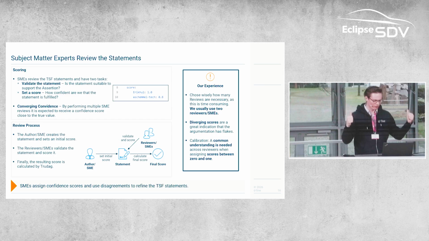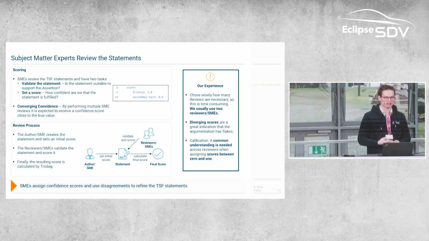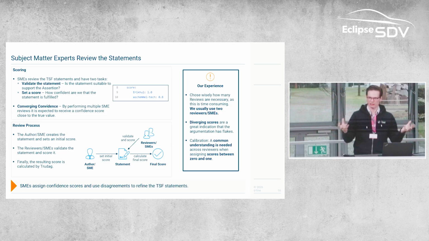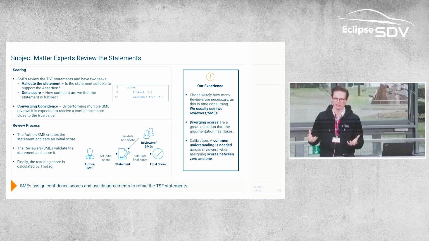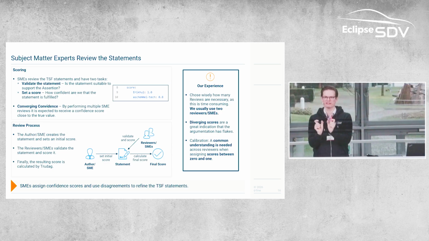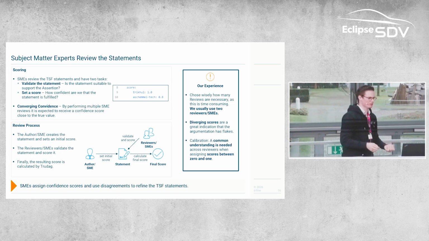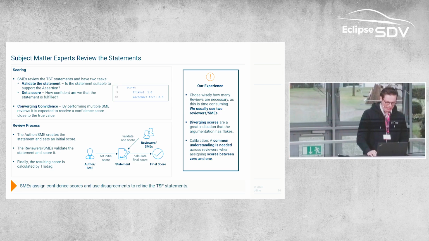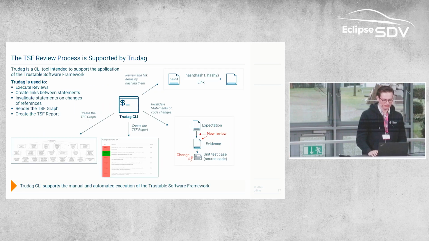About the reviews itself, you got two jobs, basically: checking, does the statement actually support what we intend to do, and set a score. And by having then all the scores within the graph, the main idea is to have a converging confidence to the real value, basically.